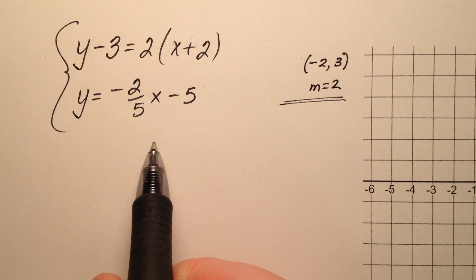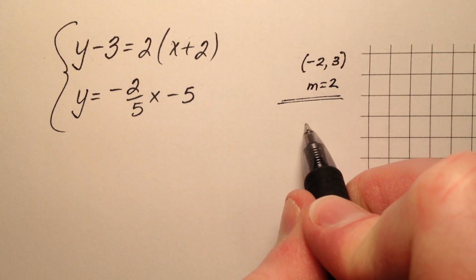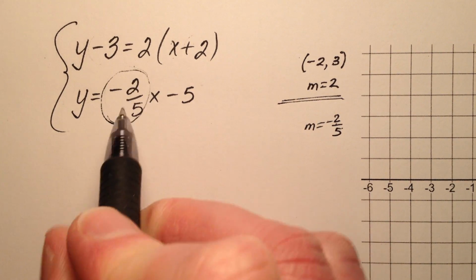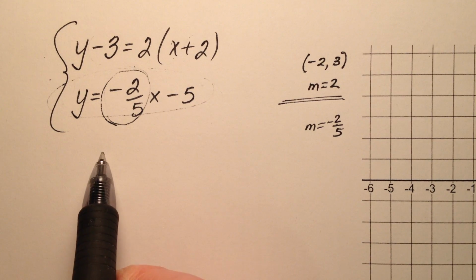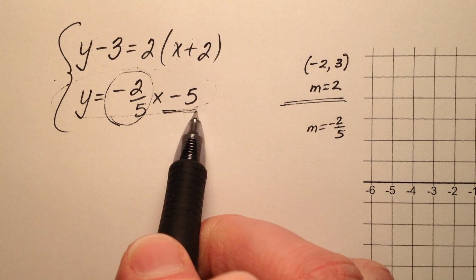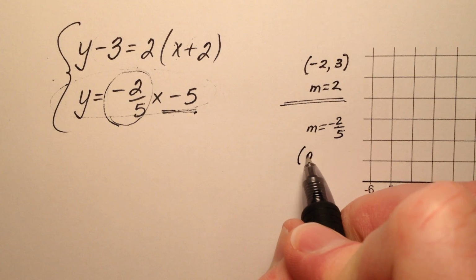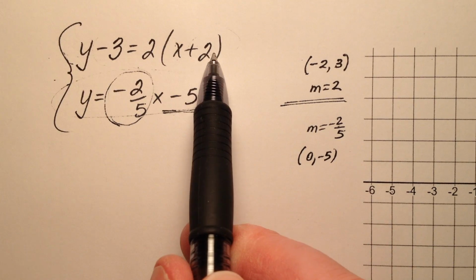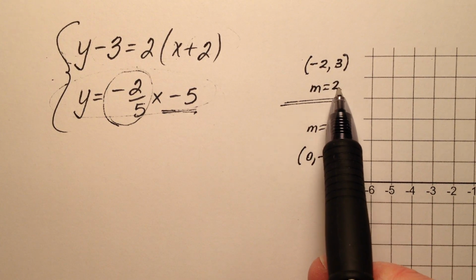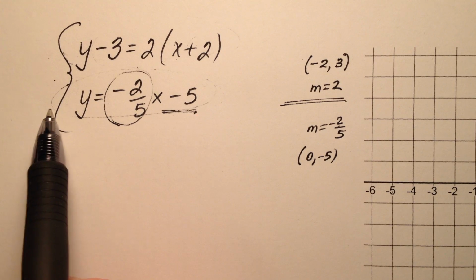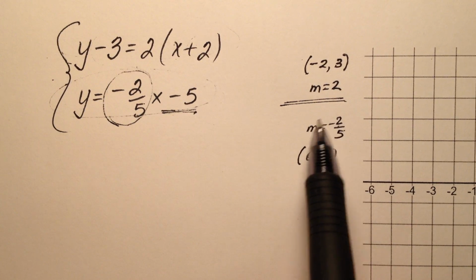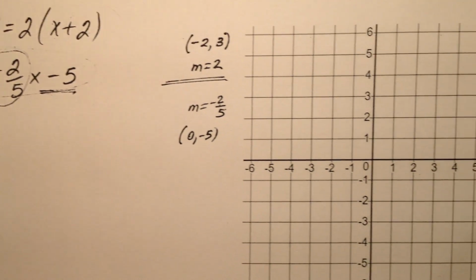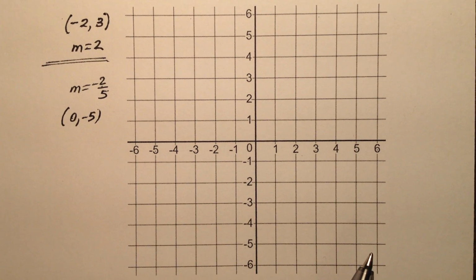So the second line here, my slope, I can see, is going to be a negative 2/5. That's the coefficient of my x value. Since this equation is already in slope-intercept form, my starting point is going to be this y-intercept, which is 0, negative 5. So the first equation was in point-slope form, so I grabbed the point and I have the slope. The second equation was in slope-intercept form, so I grabbed the slope and the y-intercept. So now, since I have that information for both lines, I'm ready to graph these lines.